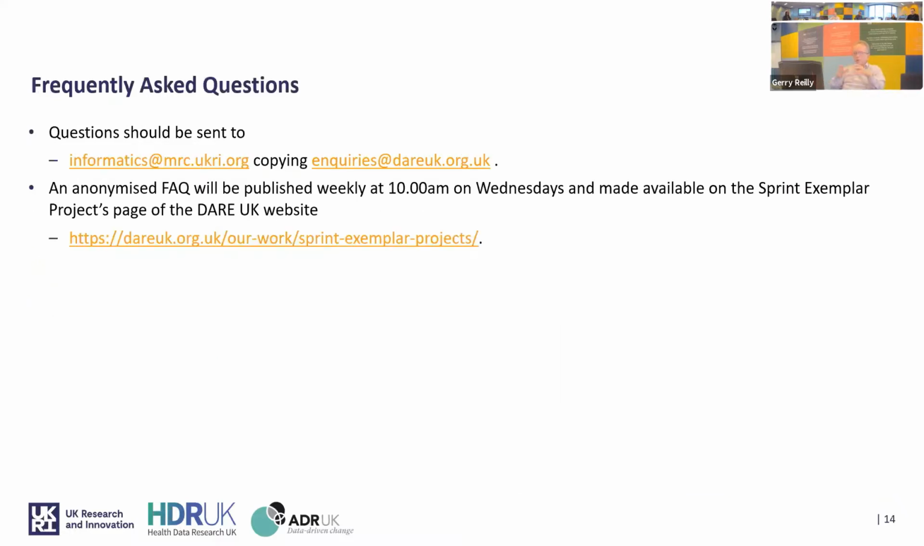As I believe Fergus has already mentioned in the chat, we do have an FAQ running, which will be updated on a weekly basis. So if you have questions, send them through. We will respond by email, but we'll also, where appropriate, publish an anonymized version of question and answer for general use. Sometimes they're too specific to do that, but in general, we'll be able to publish an anonymized question and answer, and these will be made available on the Sprint Exemplar Projects page of the New Day UK website.